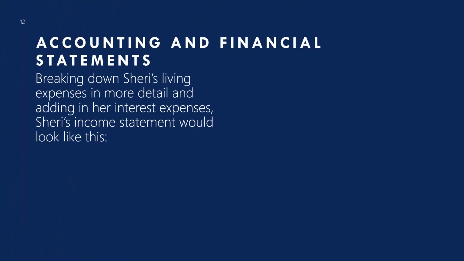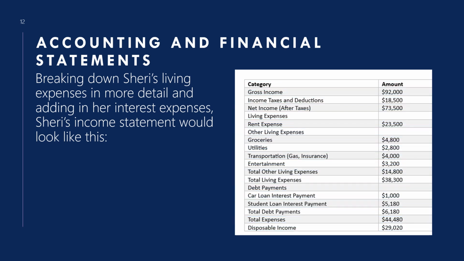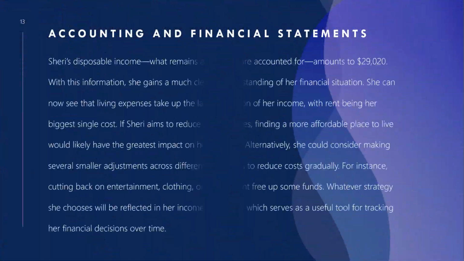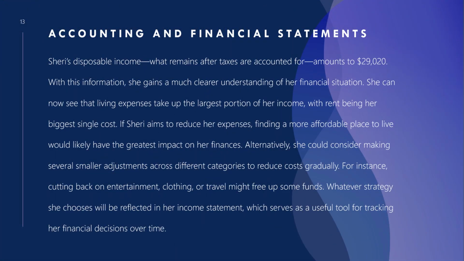Breaking down Sherry's living expenses in more detail and adding in her interest expenses, Sherry's income statement would look like this. Sherry's disposable income, what remains after taxes are accounted for, amounts to $29,020. With this information, she gains a much clearer understanding of her financial situation.